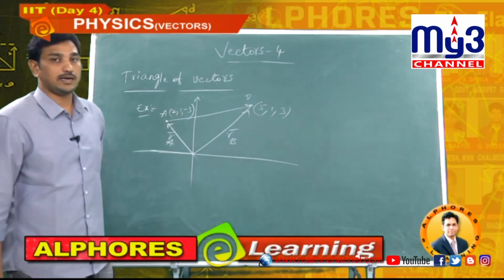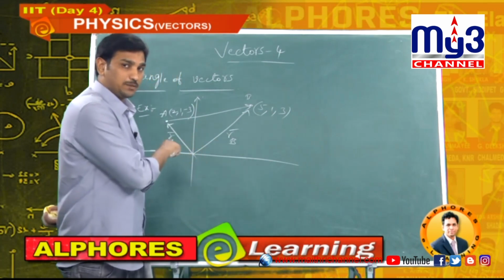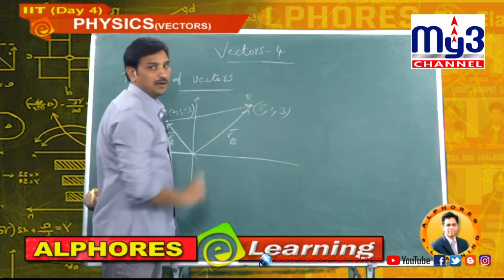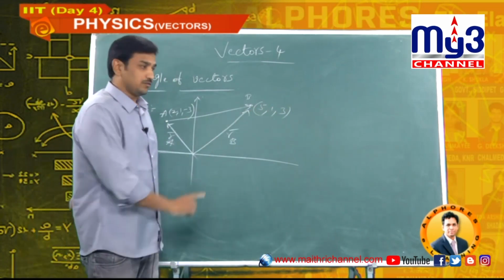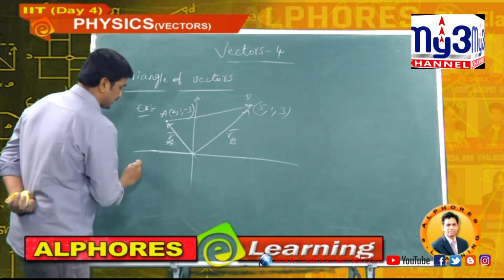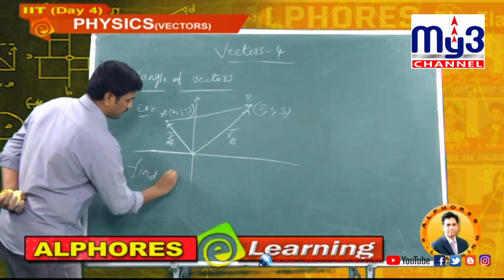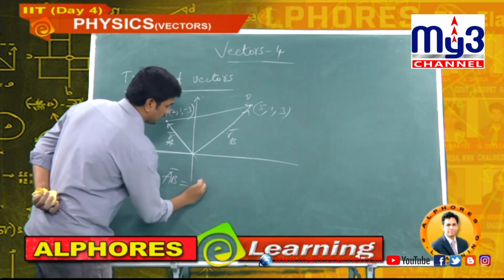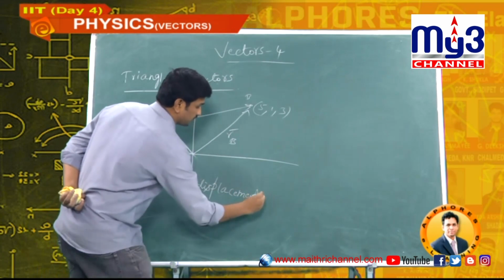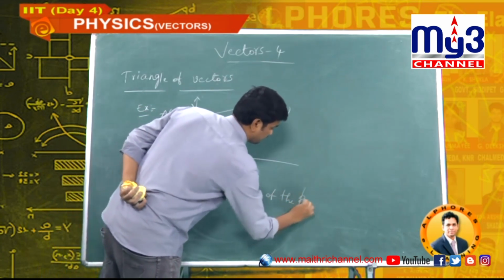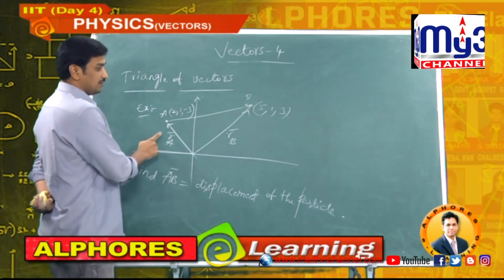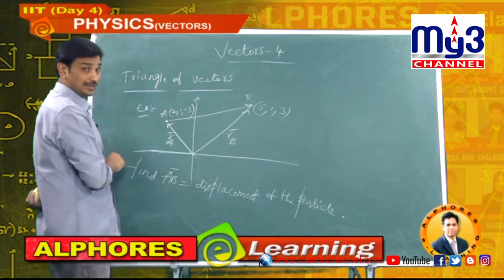Initially the particle is at point A, and it was displaced from point A to B. The final position vector of point B is RB bar. They are asking to calculate the displacement of the particle when it moves from point A to point B. So AB bar they are asking. Find AB bar. What is AB bar? The displacement of the particle. Now see here, it is looking like a triangle.